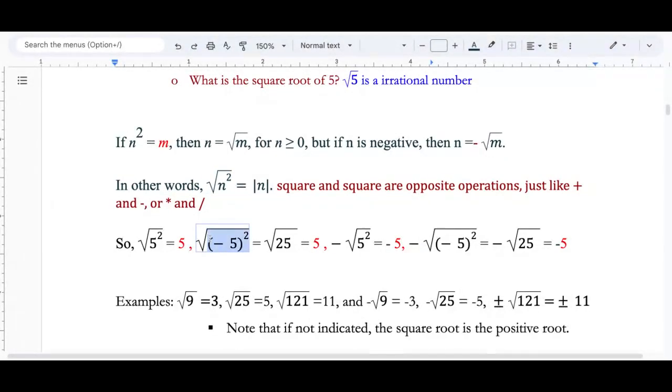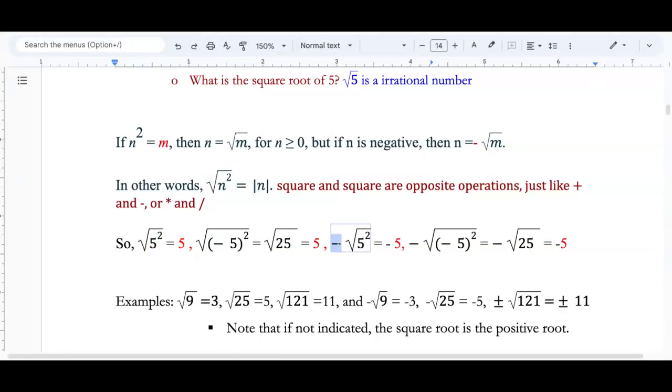What's the example? Example is like this. If we have the square root of negative 5 squared, first we square negative 5. The square of negative 5 becomes positive 25. So the square root of 25 is 5. But if n is positive, that's okay. It's just that the square root of a square is itself.